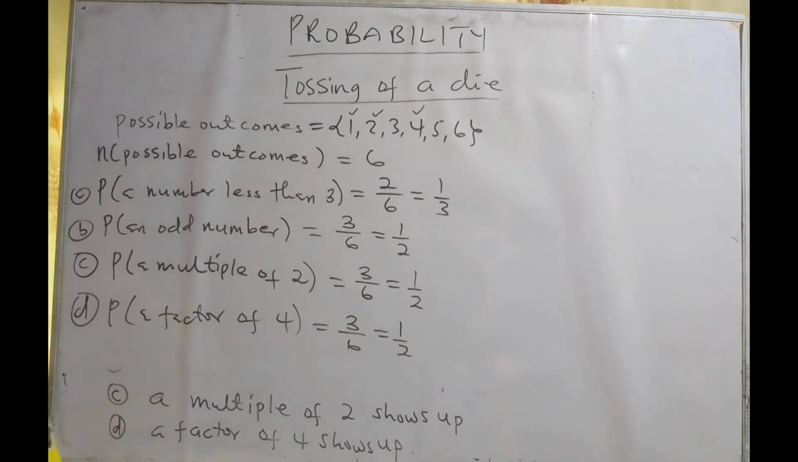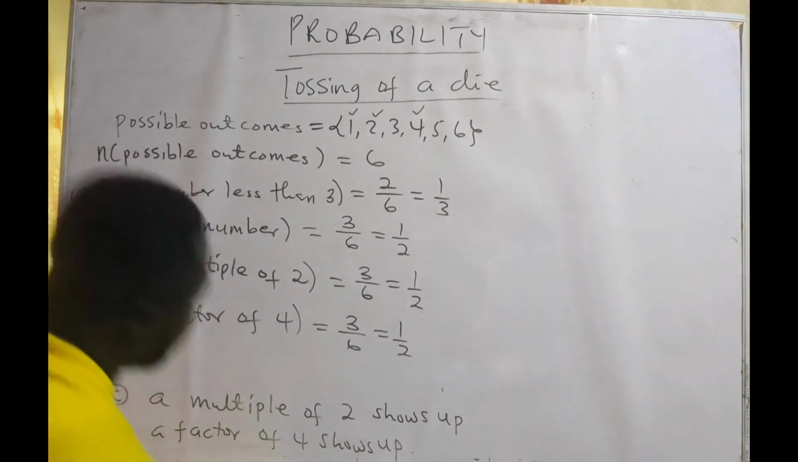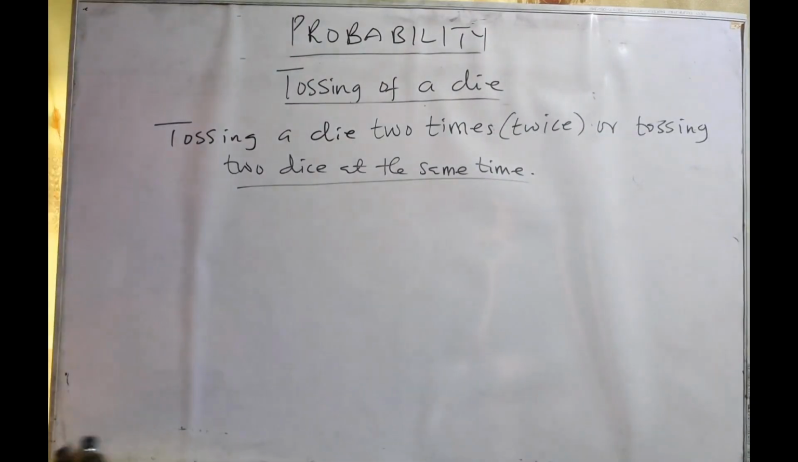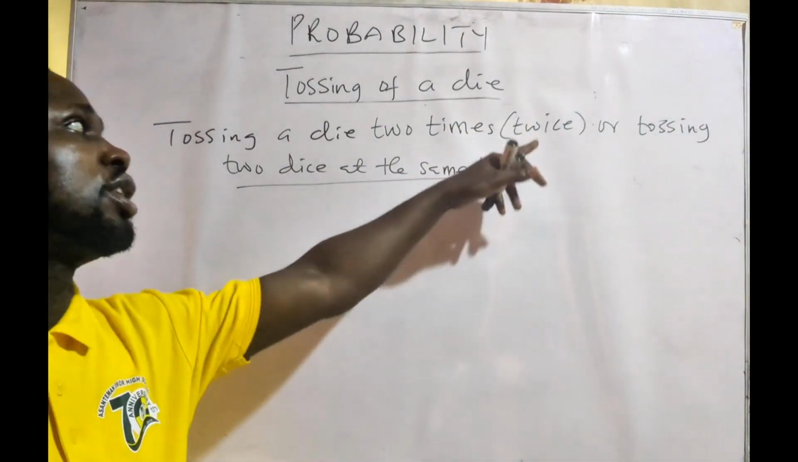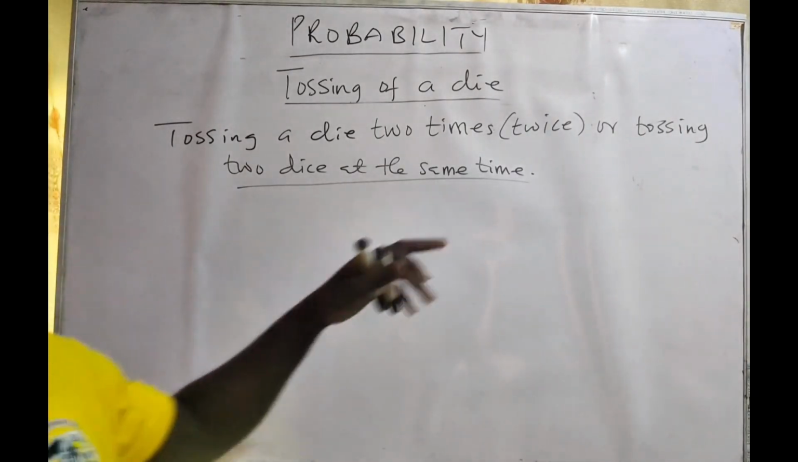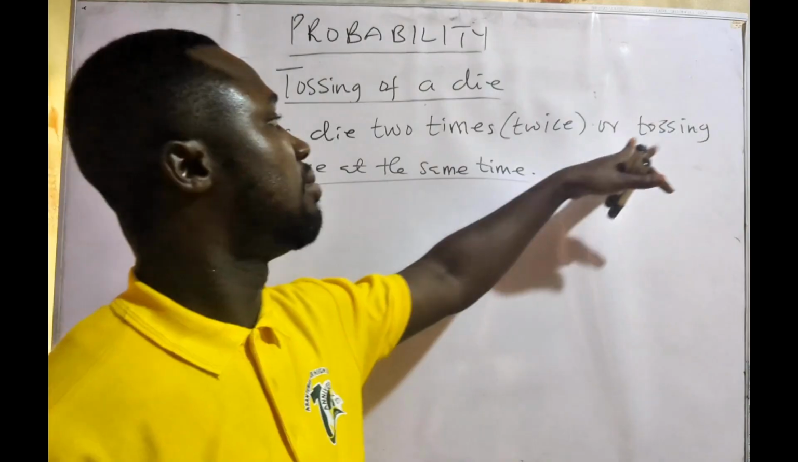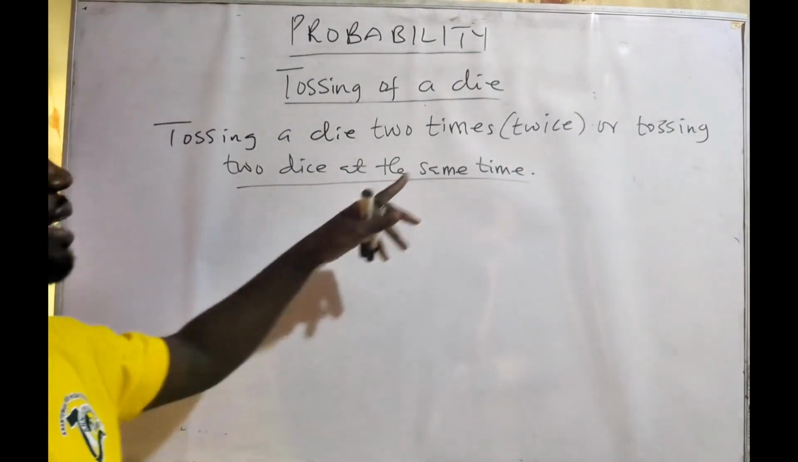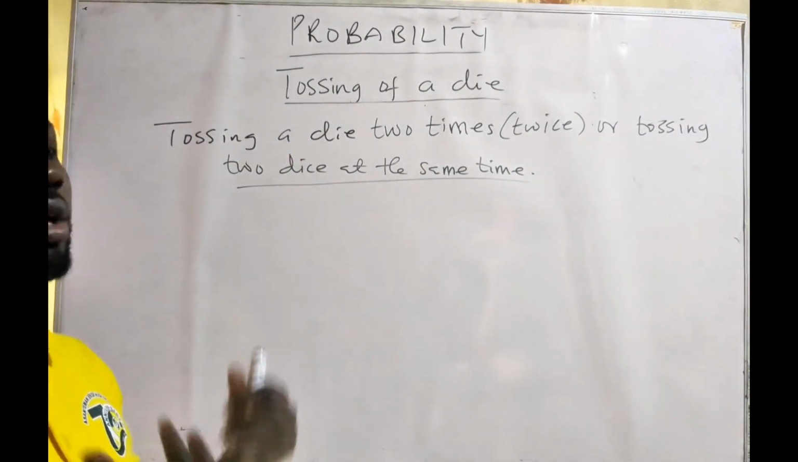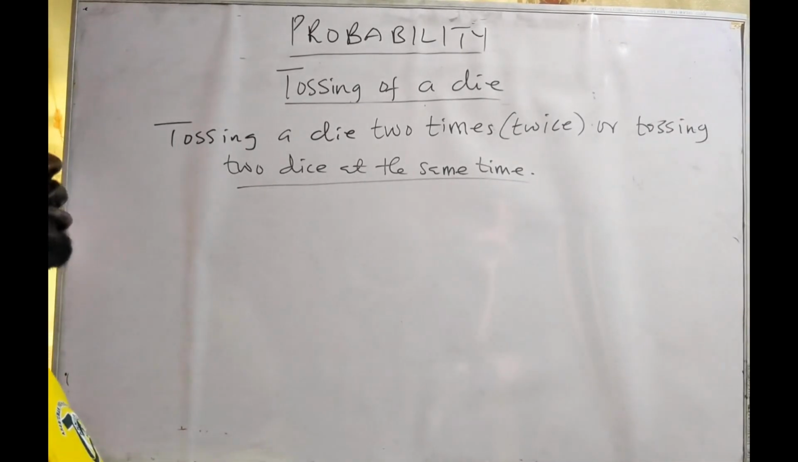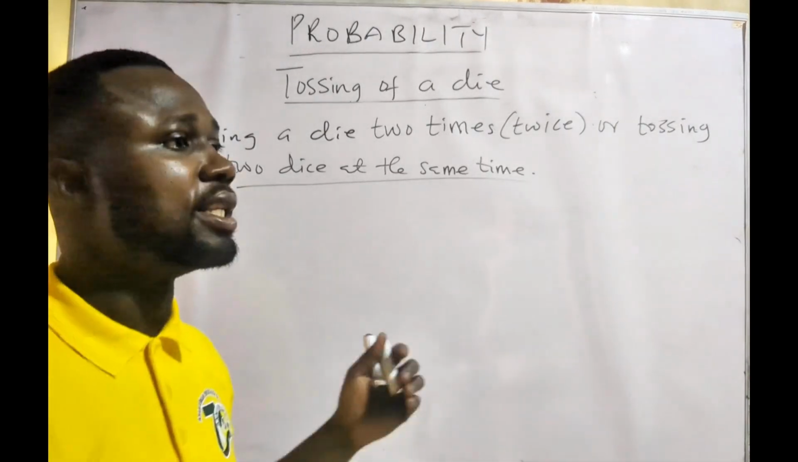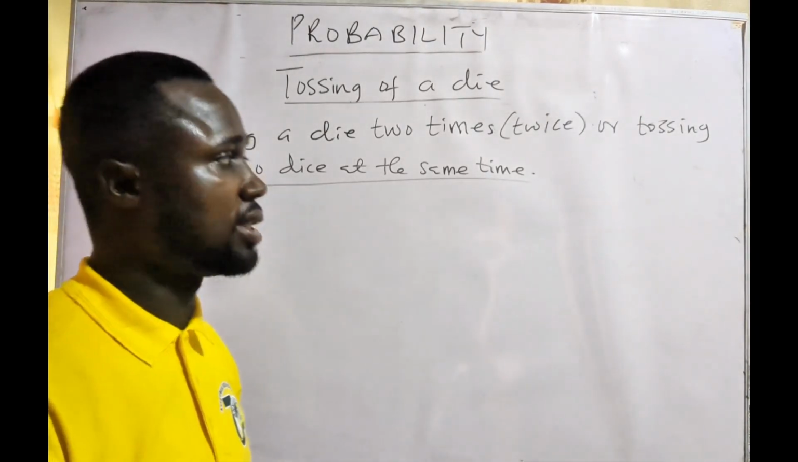So let's look at when a die is tossed 2 times, and then let's consider the possible outcomes there too. When you see a question about tossing a die 2 times or tossing a die twice, it can also be the same as tossing 2 dice at the same time. The possible outcomes from tossing a die twice are the same as tossing 2 dice at the same time.